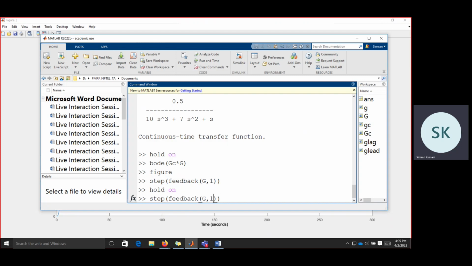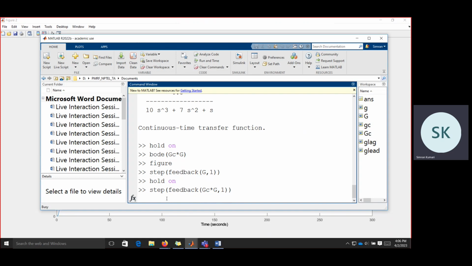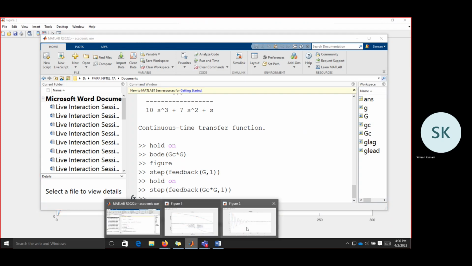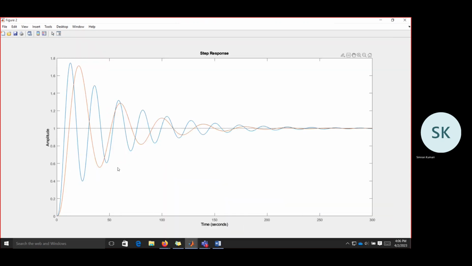Now let us see what happens if we have this compensator system. So this is GC star G. Again, it's oscillatory, but it is taking a little less time compared to the earlier one.